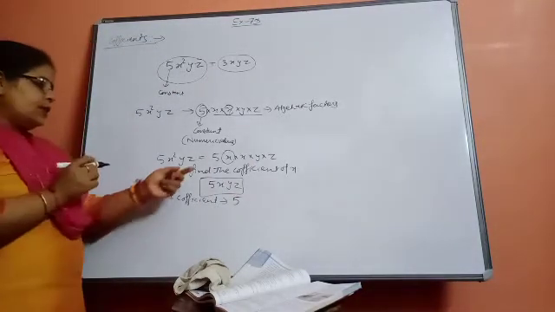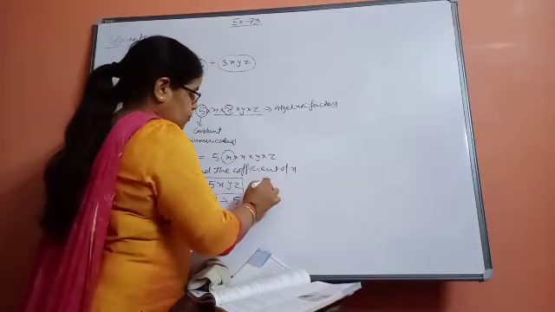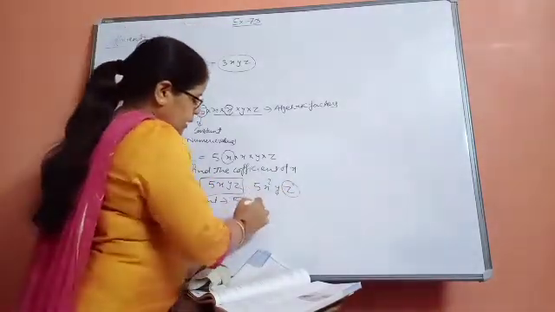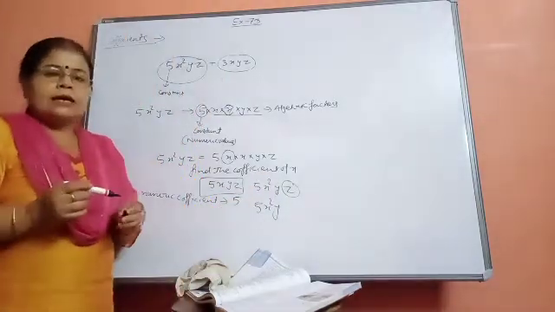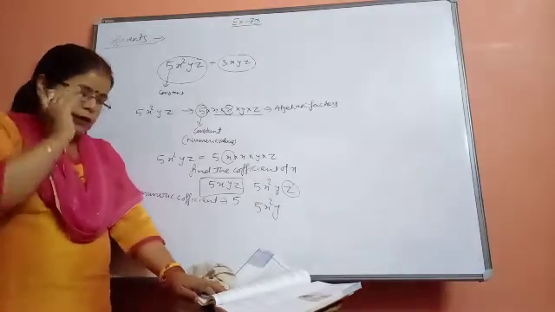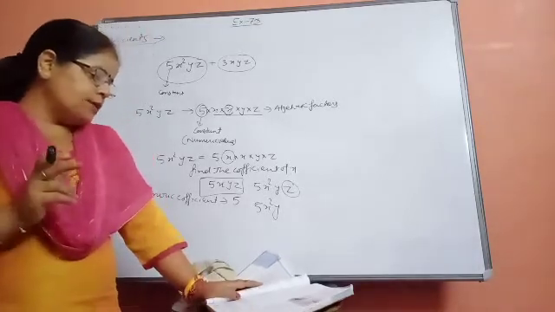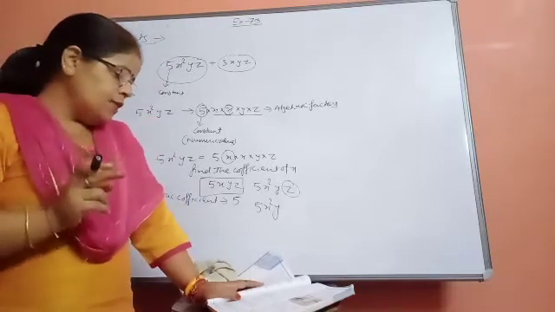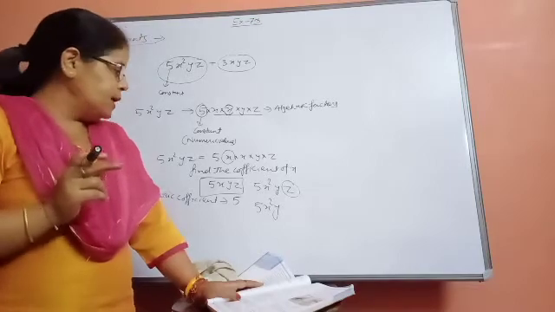Okay, suppose I am telling you, in 5x square yz, find the coefficient of z. So what will be the coefficient of z? 5x square y will be the coefficient of z. I am hoping that everybody has understood how we will find the coefficient. Now try to understand it in the mathematical way. Any factor of the term is called the coefficient of the remaining product. Again listen. Any factor of the term is called the coefficient of the remaining product.